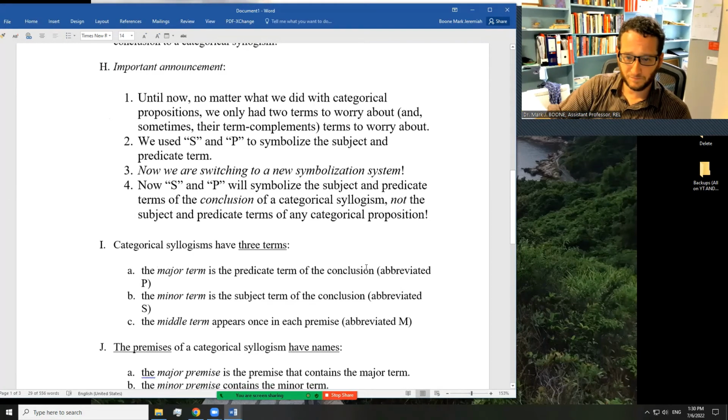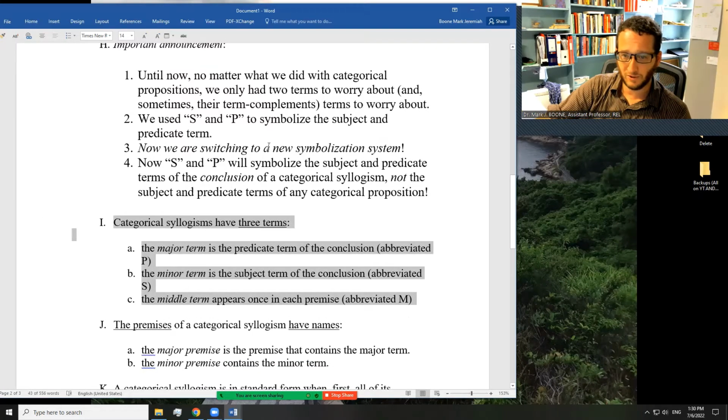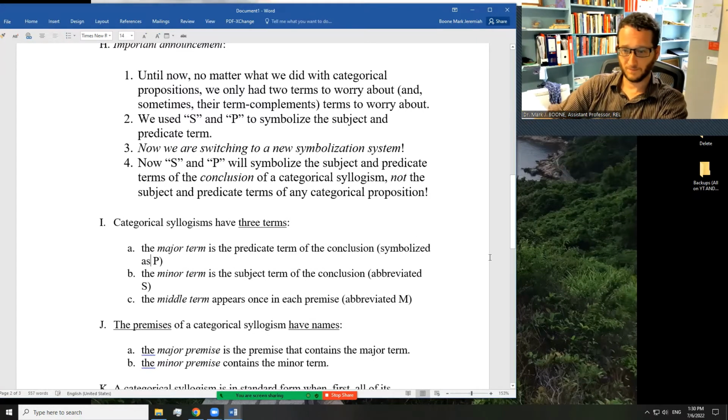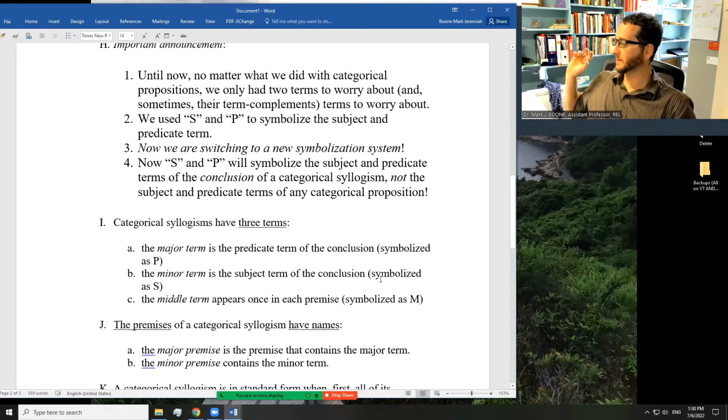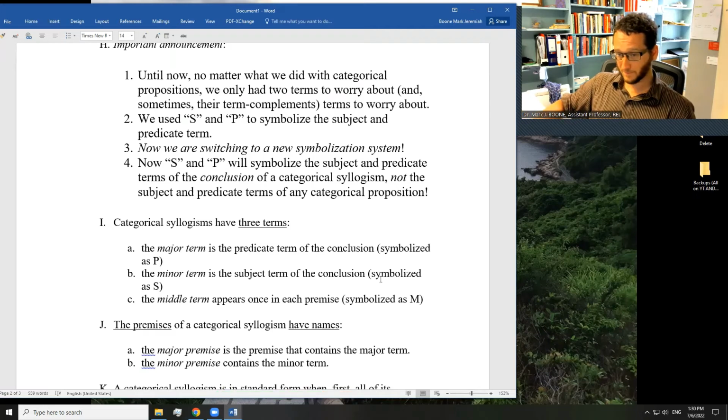Let me state it this way, which will hopefully make things a little clearer if it's not yet clear. Categorical syllogisms have two premises, one conclusion, and a total of three terms. And these terms have names. The major term is the predicate term of the conclusion. We always symbolize the major term, the predicate term of the conclusion, as P. We symbolize the minor term, the subject term of the conclusion, as S. We symbolize the middle term as M.